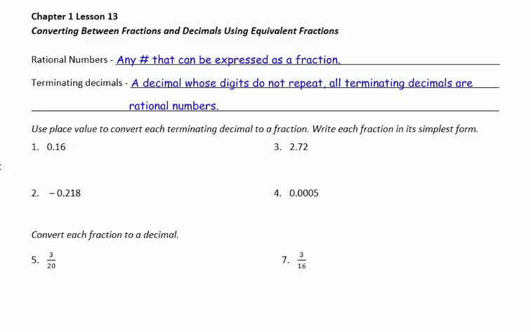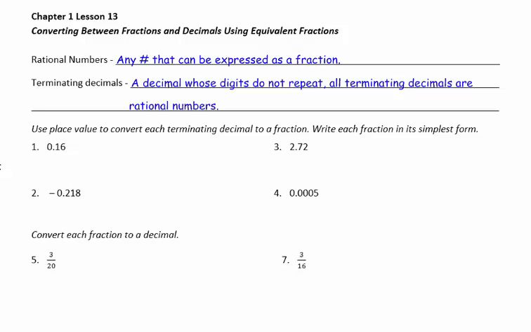The vocab, I thought instead of me having chicken scratch there, I would type it out. So rational numbers are any number that can be expressed as a fraction. Decimals can be made into fractions. Whole numbers, you can just take that number and put it over 1. You can make it a fraction, so those are rational numbers.